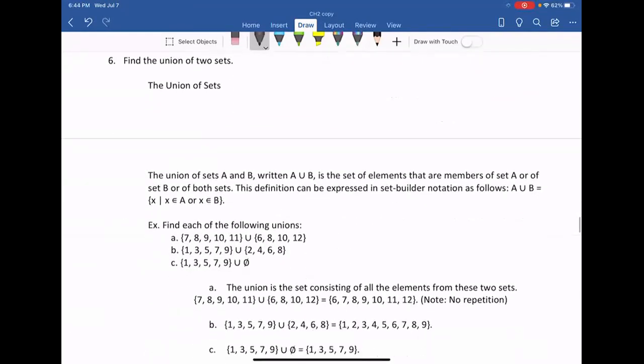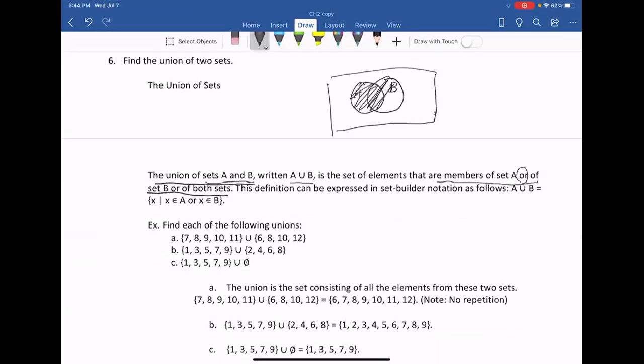Okay, let's move on to the next part, part 6. Find the union of two sets. The union of set A and B, written A union B, is the set of elements that are members of set A or set B or both. That means if I use a Venn diagram to express A and B, it is all the elements in this shaded area.